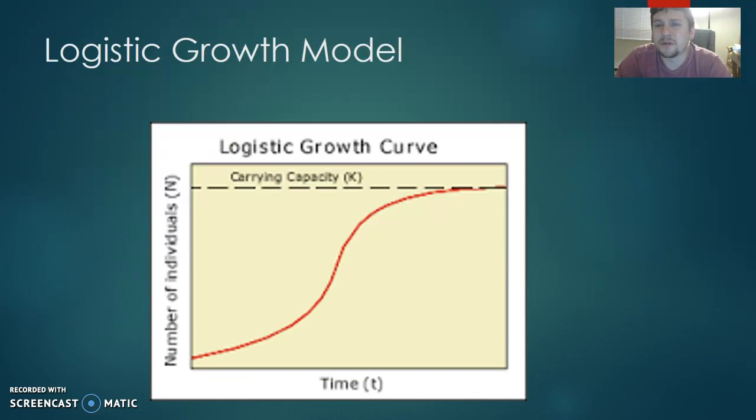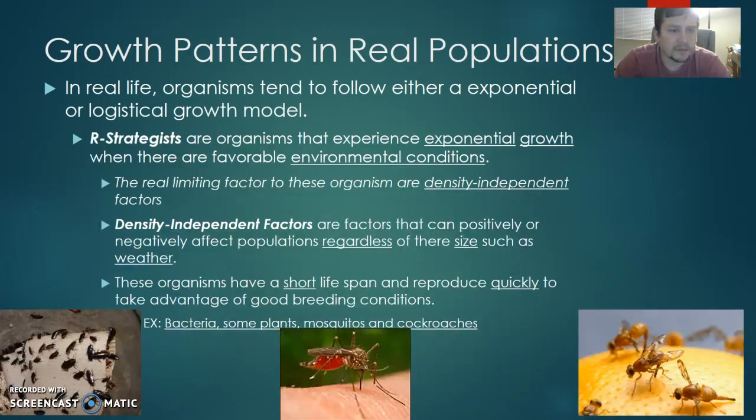And there are a great number of animals that do follow logistic growth curves, as well as some animals who also follow exponential growth curves. So in real life, organisms tend to follow either an exponential or logistic growth curve. And we'll break down all animals into two different kinds of categories. We have R strategists and K strategists. R strategists are organisms that experience exponential growth when there are favorable environmental conditions. The real limiting factors for these kinds of species are called density-independent factors. These are factors that will have the same strength regardless of how dense the population is.